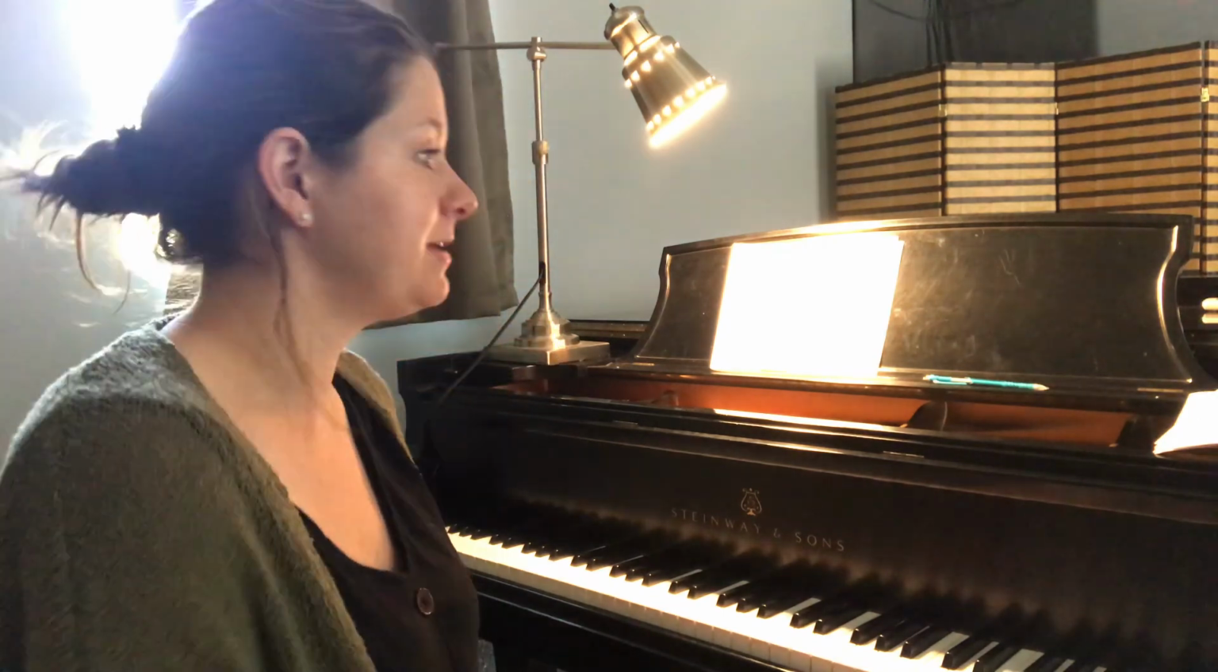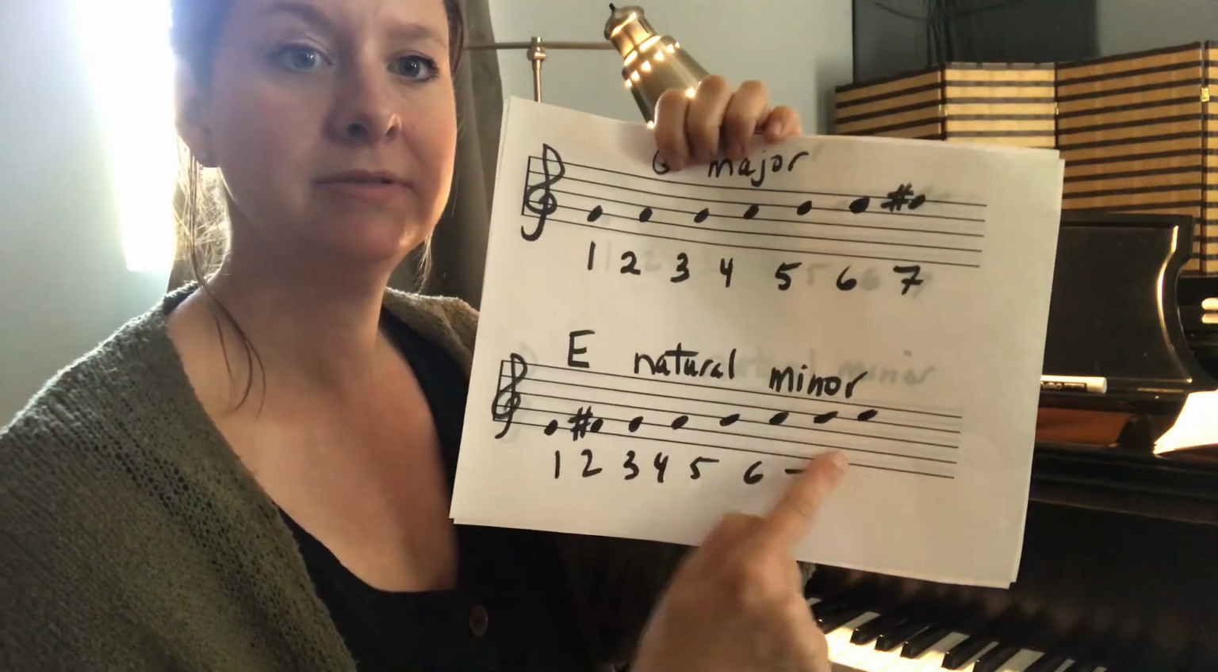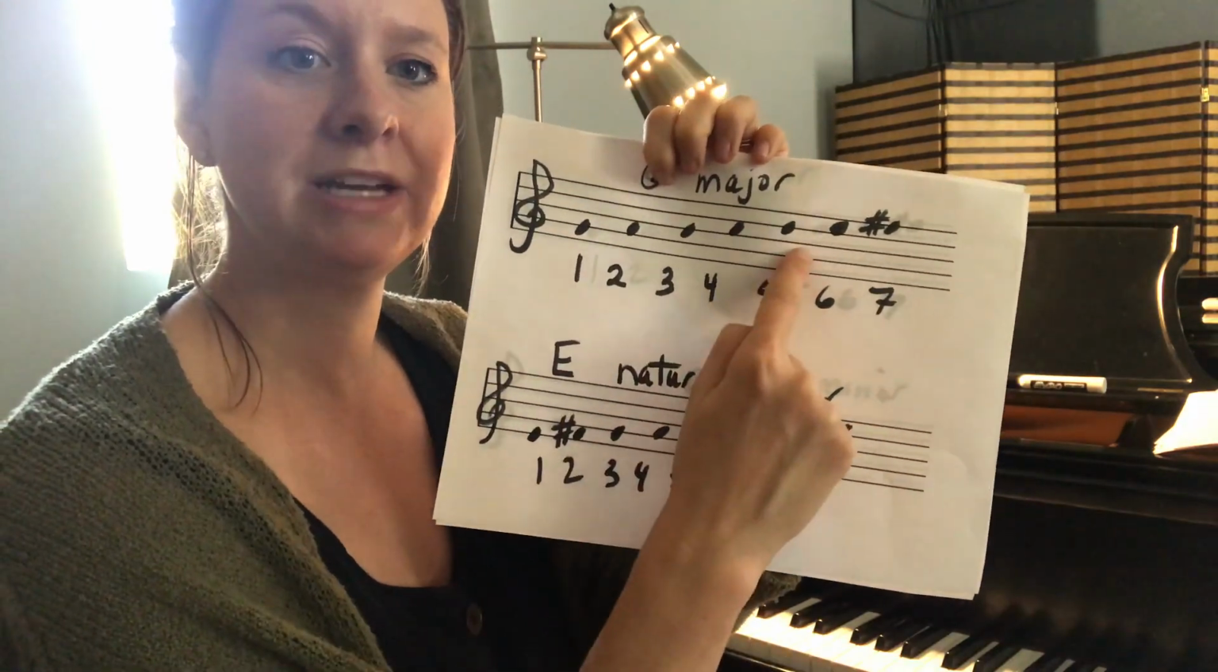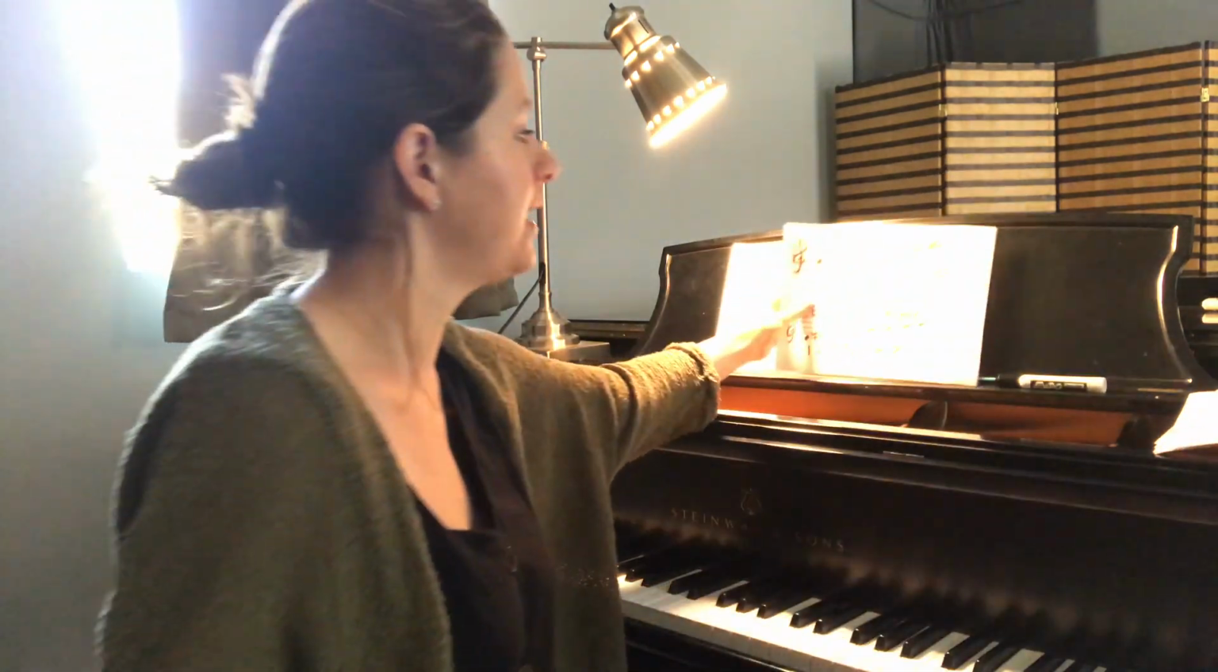And it's related to G major because they have the same notes. They both only have an F sharp. So I just found the 6th scale degree of G major. It's an E, and that's my natural minor scale. Let me play them for you, okay?